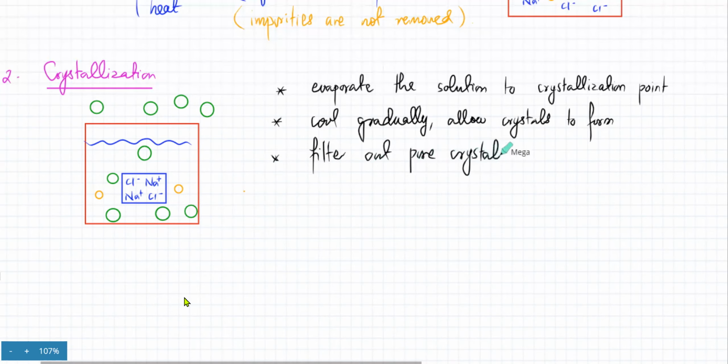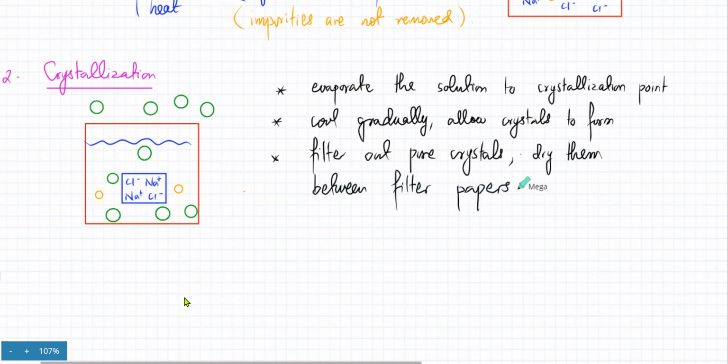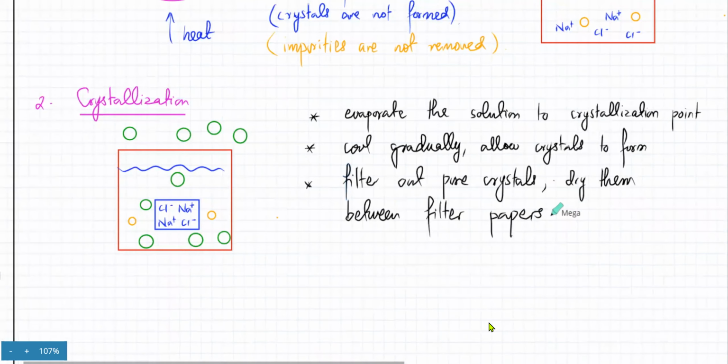And plus, what you're going to do is dry the crystals, because you can't wash them as they're soluble. NaCl is soluble, so you can't really clean them up. What you can do is dry them between filter papers. Filter papers are like tissue paper, so you place the crystals in those filter papers and they soak in all the liquid on the crystals, and the crystals can be dried in this way.